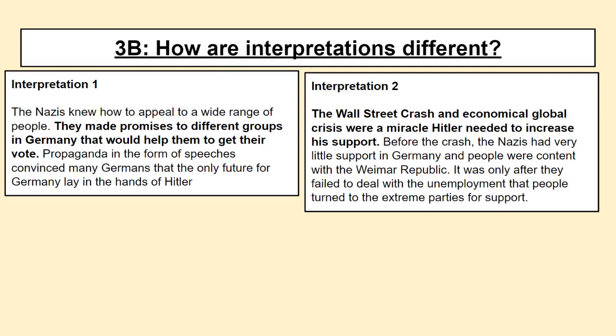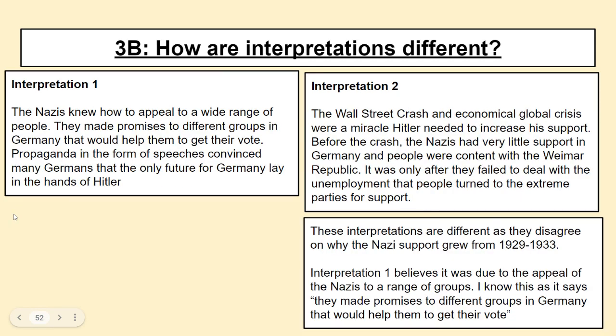Now, two different interpretations, two different views. You can see I've highlighted in bold there the bits I'm interested in from both of them. Interpretation 1 is saying that it was actually the Nazi appeal, and interpretation 2 says that the Nazis only got power because of economic problems with the Wall Street crash. So, this is how I'd start this answer off. These interpretations are different as they disagree on why Nazi support grew from 1929 to 1933. I'm getting in it straight away, I'm answering the question.